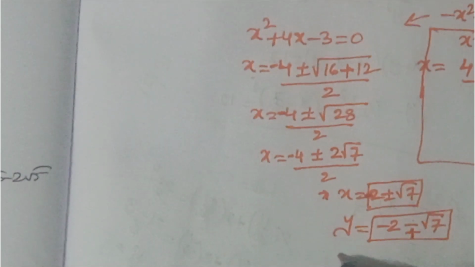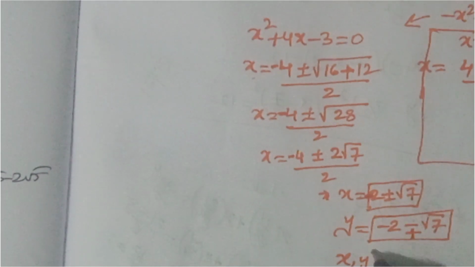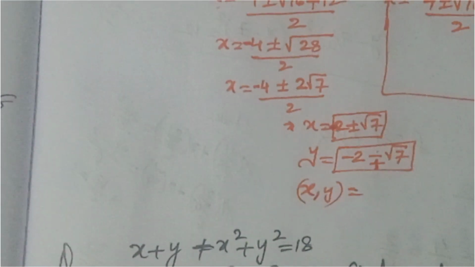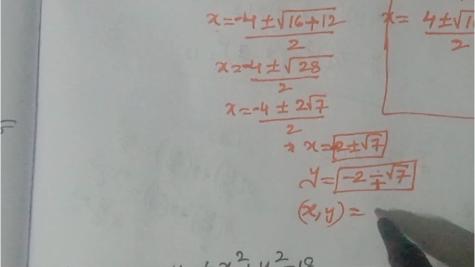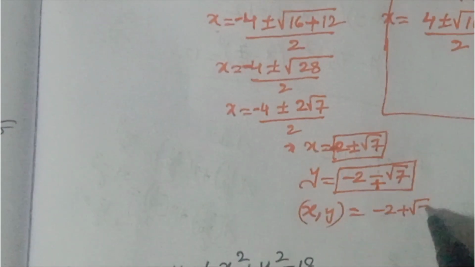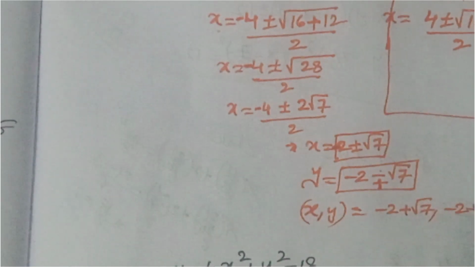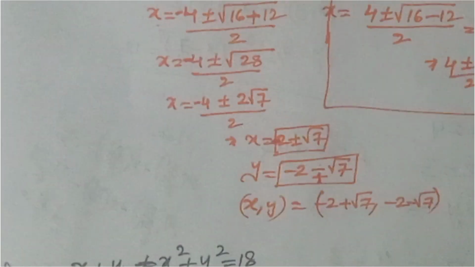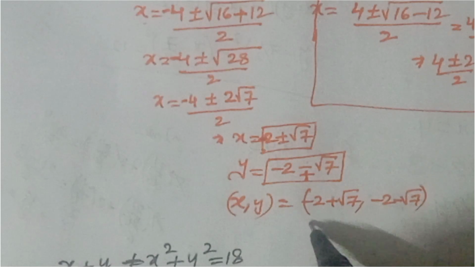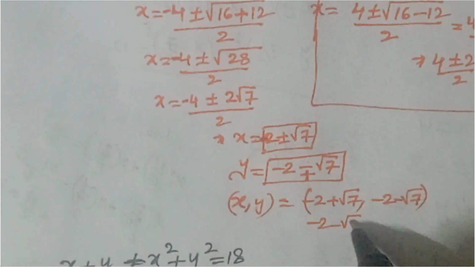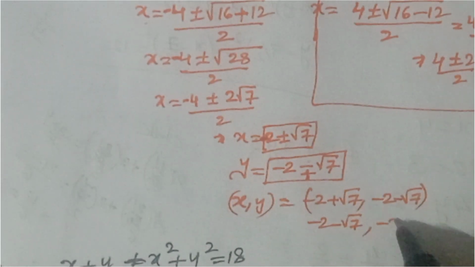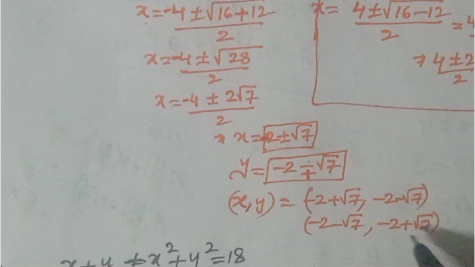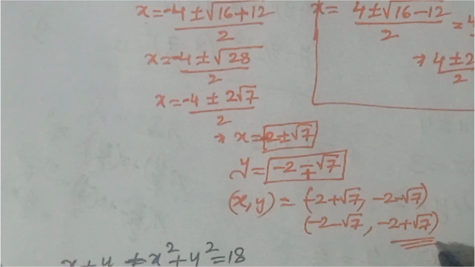So here for x value and y value, you will get two pairs. What are the two pairs? First one is minus 2 plus root 7, minus 2 minus root 7. This is the first pair. Second pair is minus 2 minus root 7, minus 2 plus root 7. So they are irrational roots, conjugate to each other.